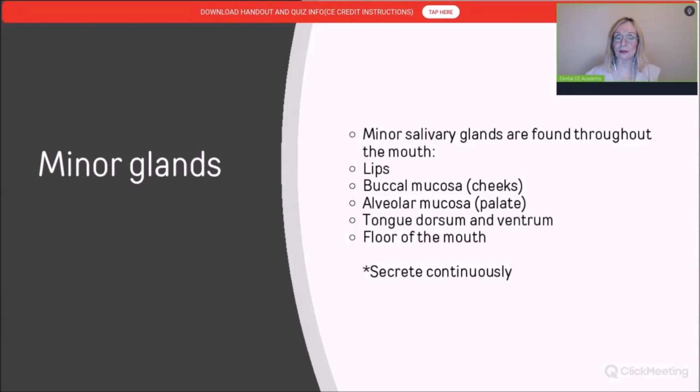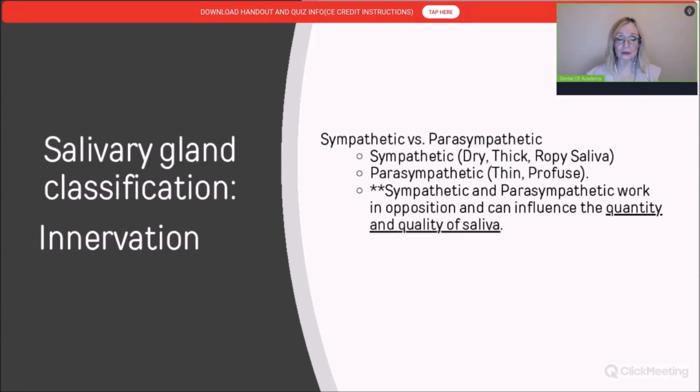And then the minor glands. The minor glands secrete continuously, as I said. So they're found throughout the oral cavity, the lips, the buccal mucosa, the alveolar mucosa, the dorsal and ventral aspects of the tongue, and the floor of the mouth.